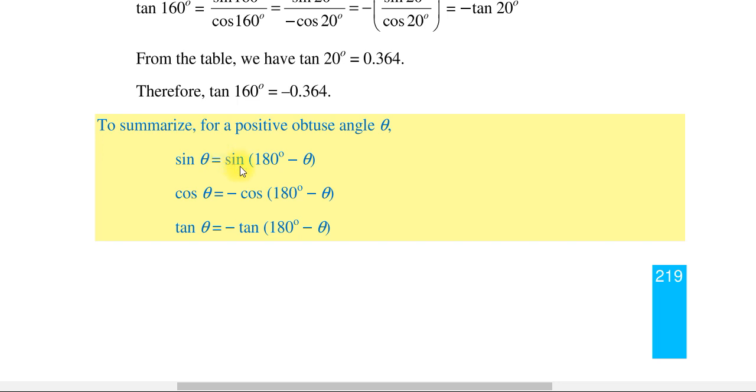So summarizing: sin theta is equal to sin of 180 degrees minus theta, and cos theta is equal to negative cos of 180 minus theta, and tan theta is equal to negative tan of 180 minus theta, and we can calculate it like this.